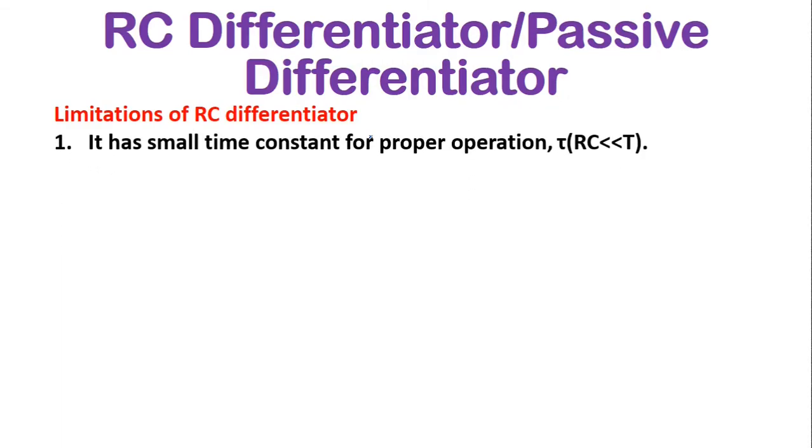Next one is limitations of the RC differentiator circuit. First one is it needs a small time constant for proper operation. Just now we have studied that if we keep this RC time constant very much smaller than the time period T of the input signal, then only we get output voltage proportional to differentiation of the input signal. Otherwise we will not get this equation. So for proper operation of the differentiator circuit, we have to keep this RC time constant very much smaller than the time period of the input signal. Because of this, the time constant of this RC differentiator is small.